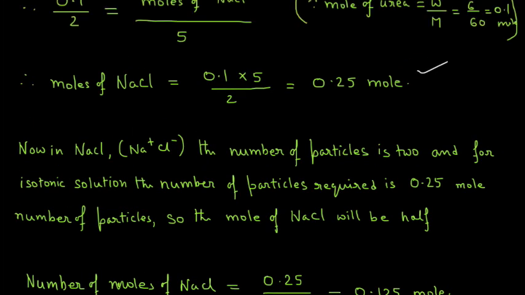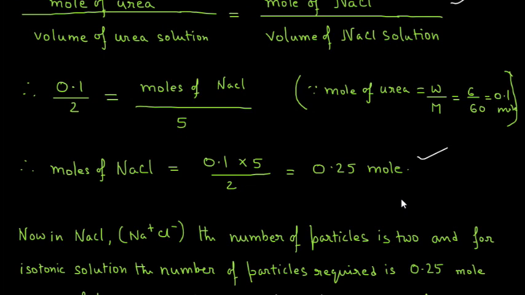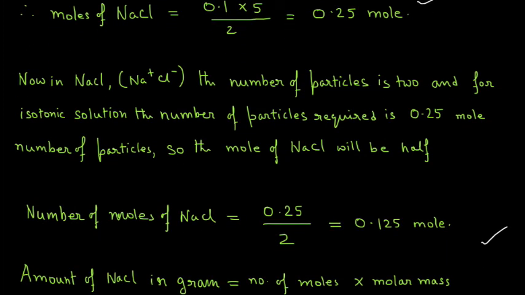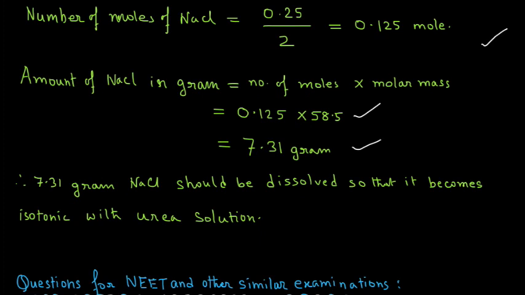So here what we have done, again recap. As the temperature and the gas constant R are of same value for both the solutions, so mole of urea upon volume of urea solution is equal to mole of NaCl upon volume of NaCl solution. By putting the values, we calculate the number of moles of NaCl, which is 0.25. Again, NaCl has Na plus and Cl minus, so two particles, so number of moles of NaCl will be 0.25 divided by 2, and amount of NaCl in gram is equal to number of moles multiplied by molar mass, and we get the answer of 7.31 gram NaCl should be dissolved so that it becomes isotonic solution with urea.